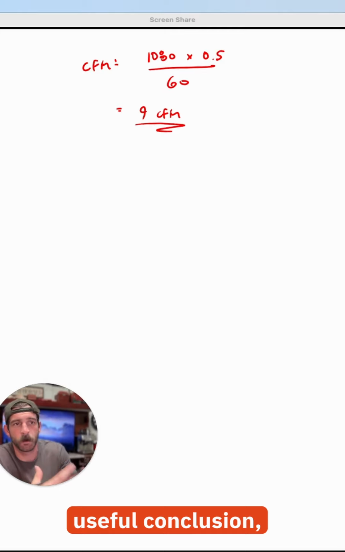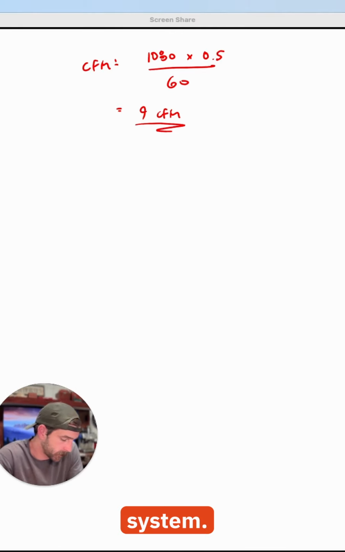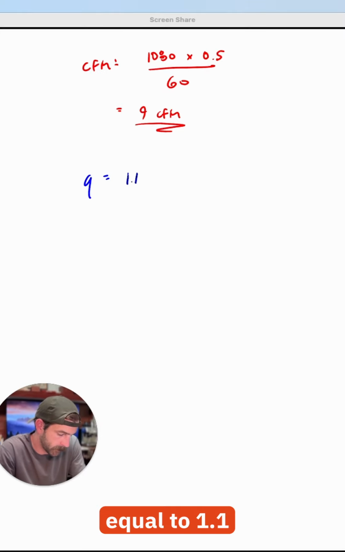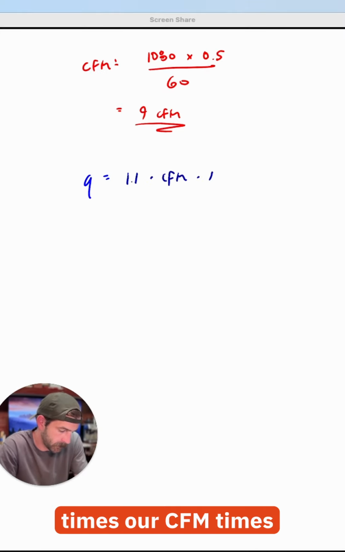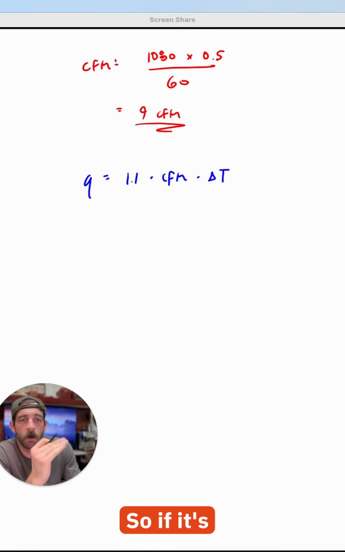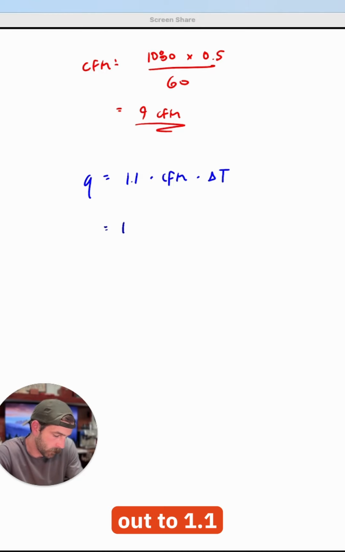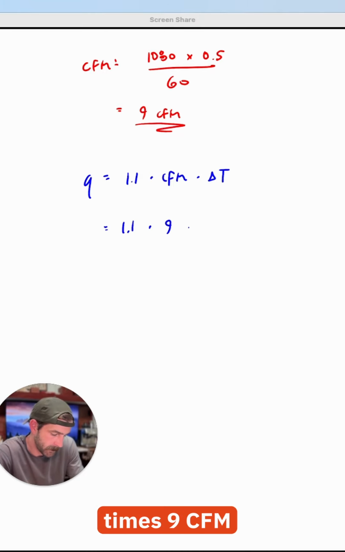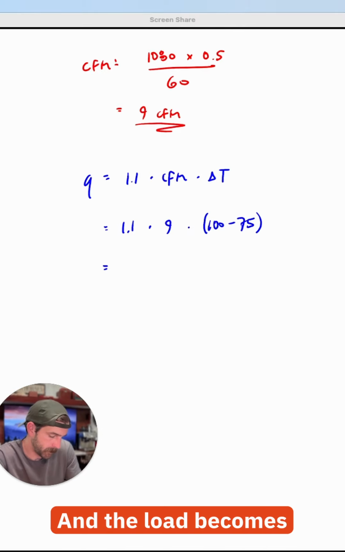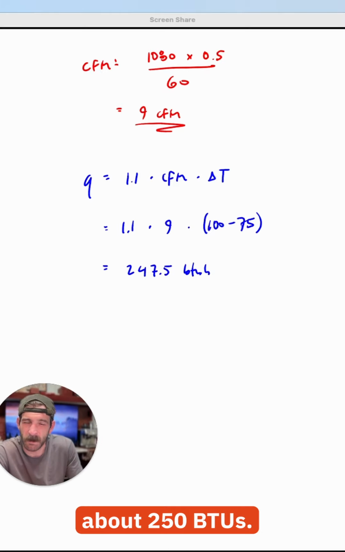To bring this to a useful conclusion, let's take this 9 CFM and use that to calculate the added load to the system. So the load equation, simplified, is going to be Q, our BTUs, equal to 1.1 times our CFM times our delta T. And that's the temperature difference between the outdoor air and your indoor set point. So if it's 100 degrees outside and you want it to be 75 degrees inside, then this comes out to 1.1 times 9 CFM times 100 minus 75. The delta T is 25. And the load becomes 247.5 BTUs, about 250 BTUs.